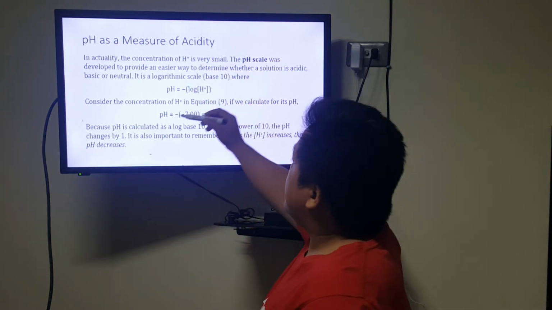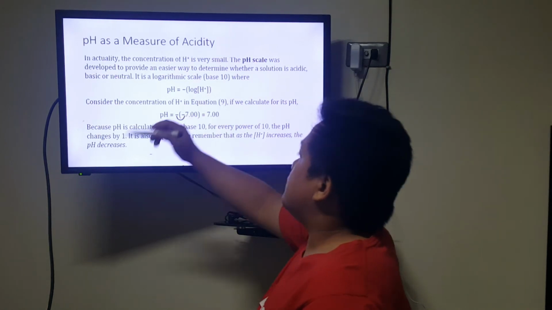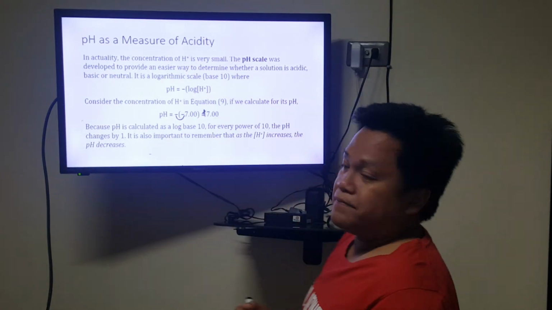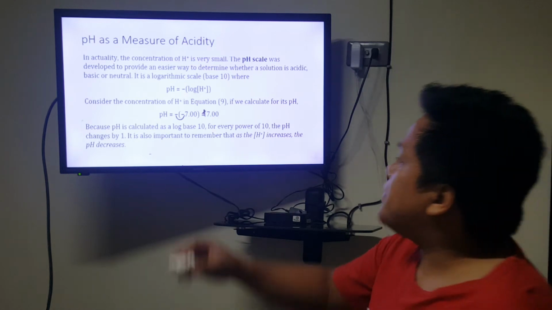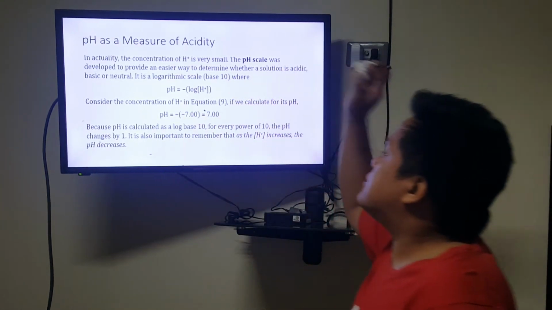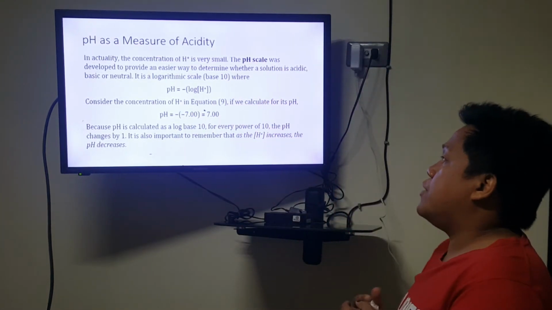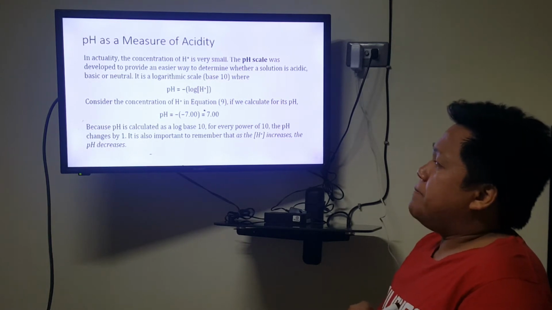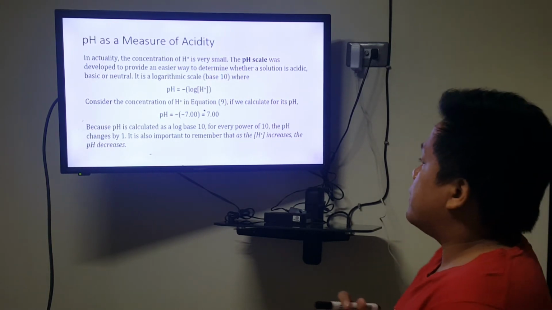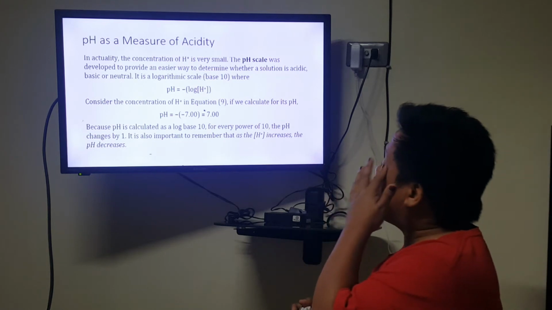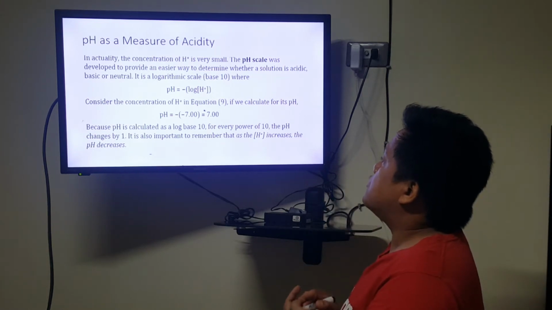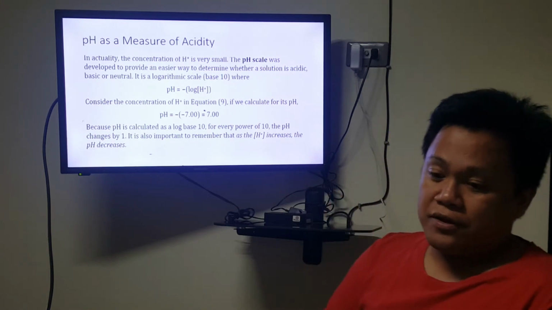So here, negative times negative will be positive. Because pH is calculated as a log base 10, for every power of 10, the pH changes by 1. It is also important to remember that as the hydrogen ion concentration increases, the pH decreases.